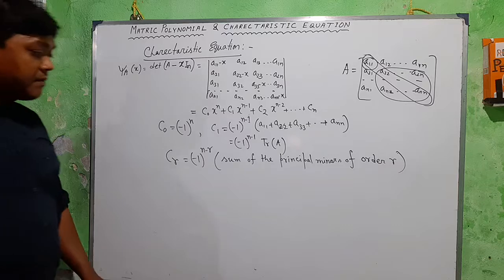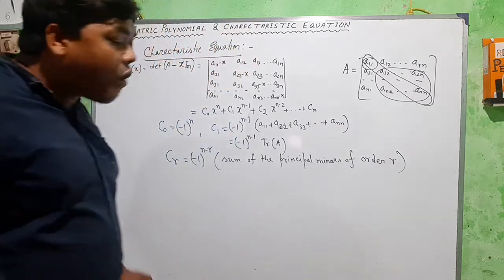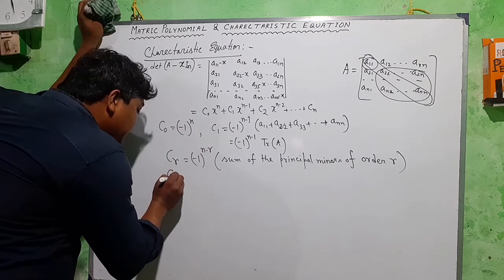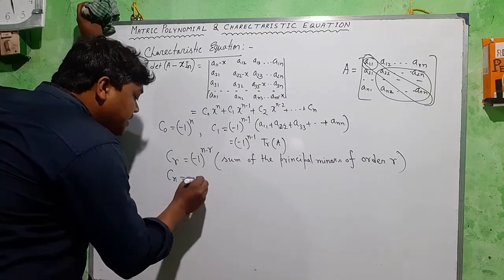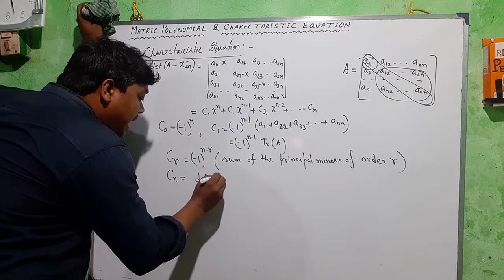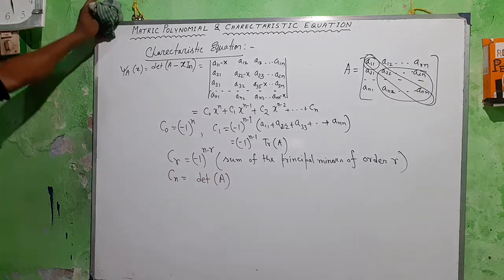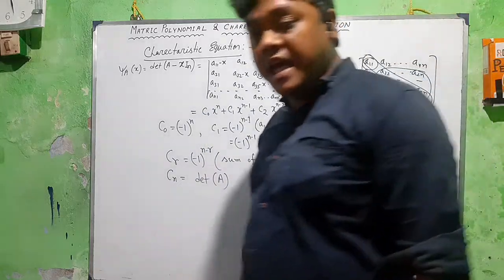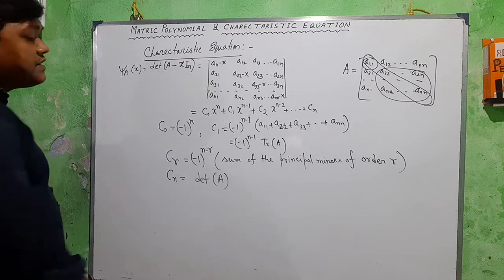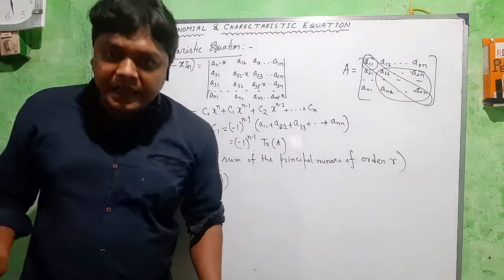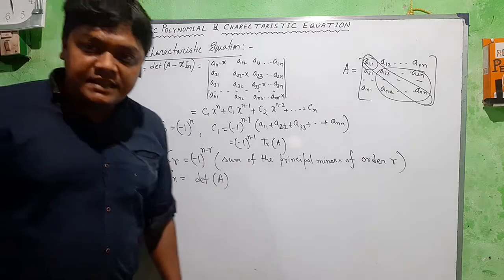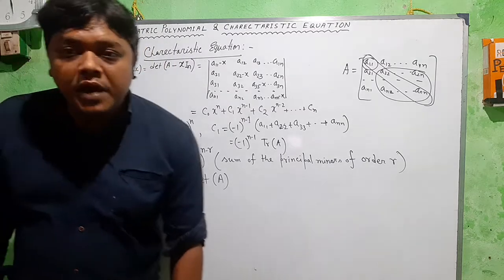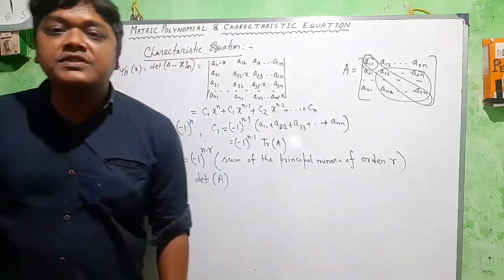So cr equals minus 1 to the power n minus r, sum of the principal minors of order r. Okay? And cn, the constant coefficient, gives the determinant of A. So any characteristic polynomial, if you denote it psi(x), is the determinant of A minus xIn, and that can be expressed as c0 x to the power n plus c1 x to the power n minus 1 plus c2 x to the power n minus 2, up to cn.